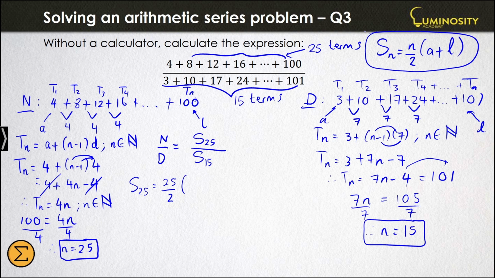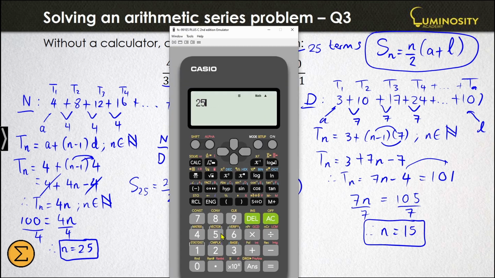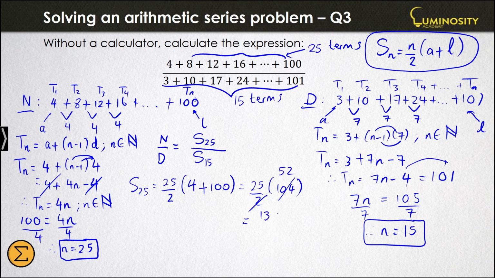I know the first term and I know the last term. So 25 over 2 into the first term is 4 and the last term is 100. So this is 25 over 2 times 104. 2 goes into 104 52 times. So it's going to be 25 times 52. So let's do that. 25 times 52, and I get 1,300.